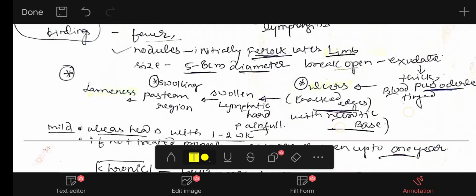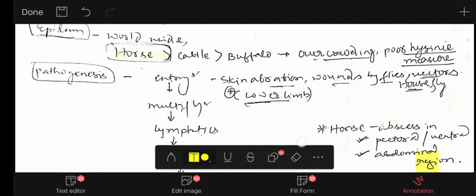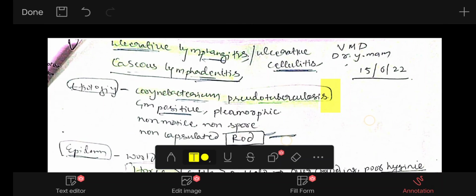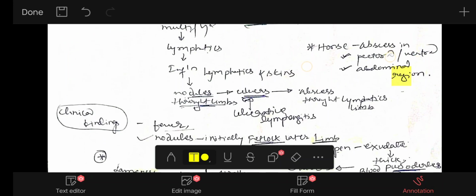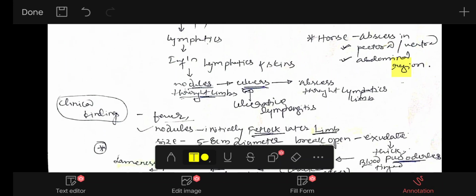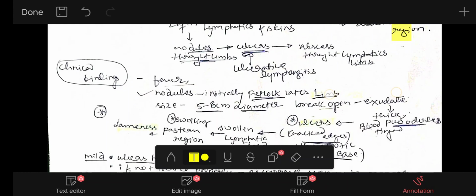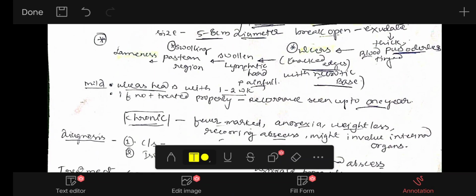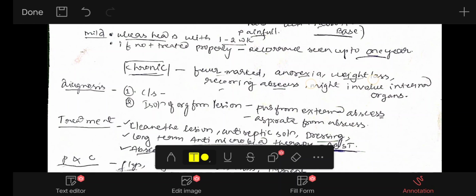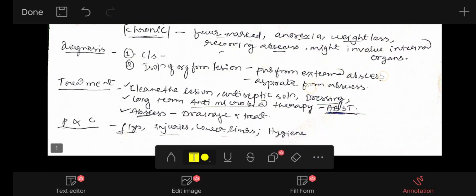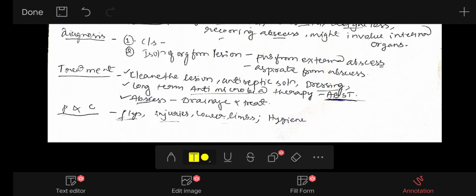So to sum up, this disease is called ulcerative lymphangitis, which is caused by Corynebacterium pseudotuberculosis, mainly noticed in horses, and is characterized by ulcers and inflammation of lymph vessels, that is lymphangitis, sometimes ultimately leading to lameness in the animal. There are two forms, mild and chronic. In the chronic form, the lesions keep recurring and therefore need intensive management. Diagnosis is based on clinical signs and isolation of the organisms. The treatment is cleaning of the wound with antiseptic solution and antimicrobial therapy.